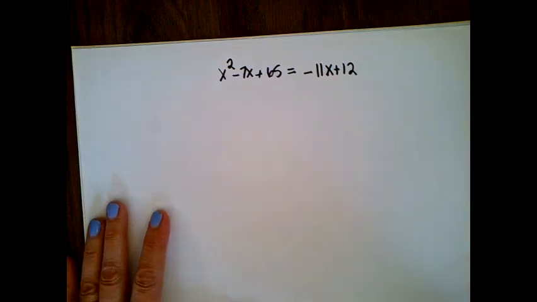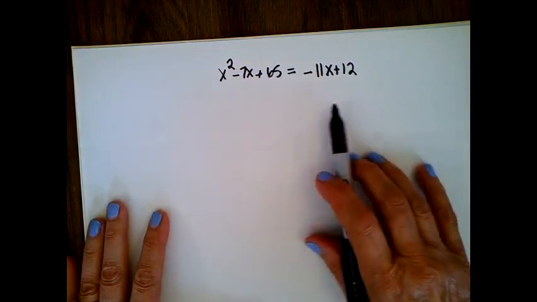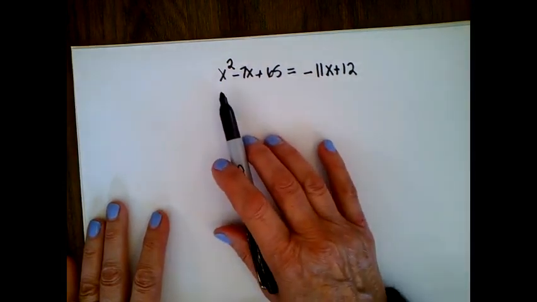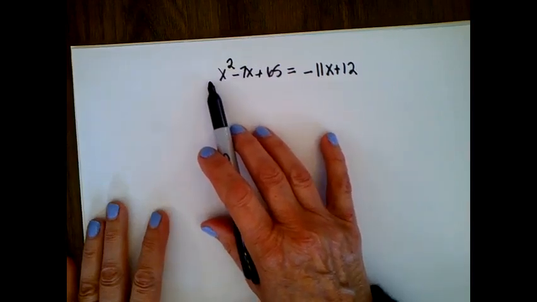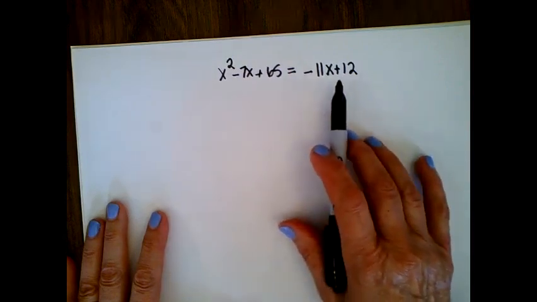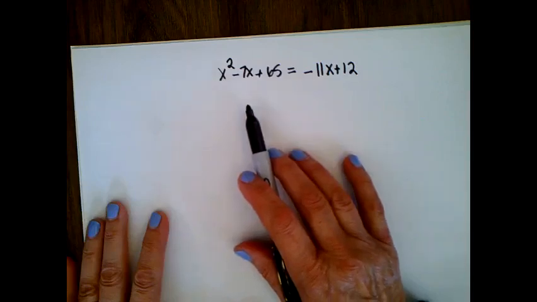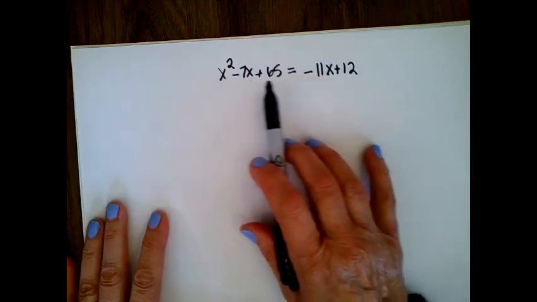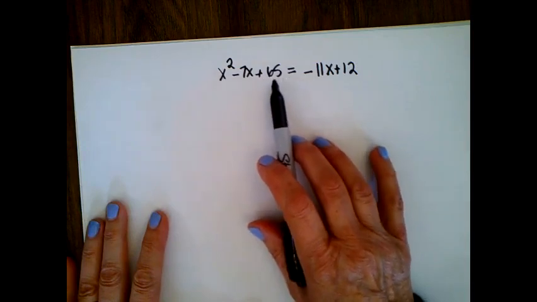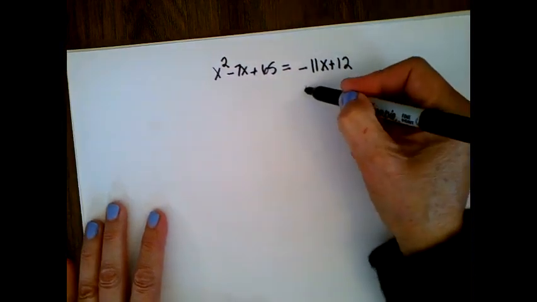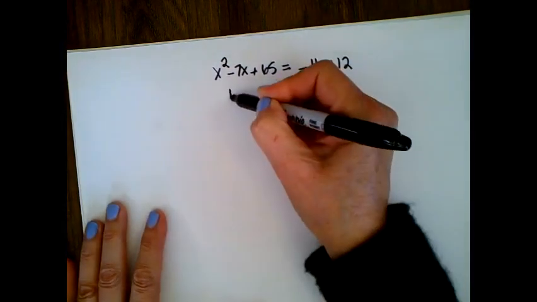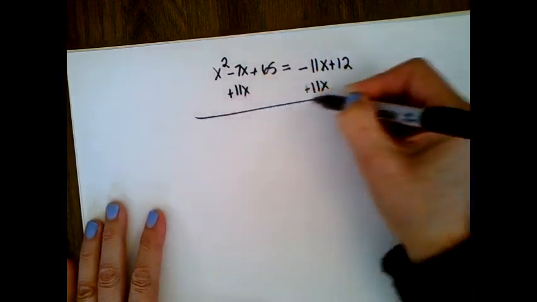In the next problem, we see a lot of terms on both sides. Wherever you find that squared term, leave that one where it is, as long as it's positive. We've got to move some things from the left side to the right and the right side to the left. I want to get all the x terms together and all the constants together. So I'm going to add 11x under its like term.